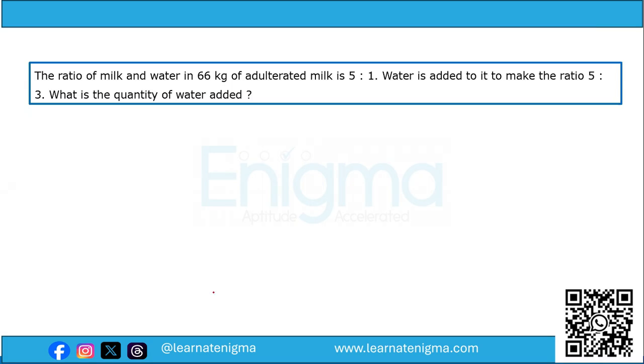The ratio of milk and water in 66 kg of adulterated milk is 5:1. Water is added to it to make the ratio 5:3. What is the quantity of water added?